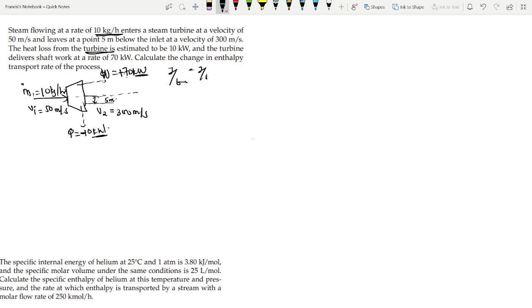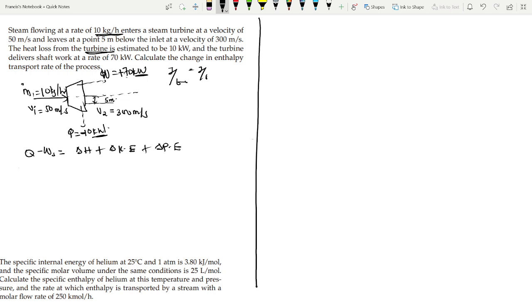Now let's write our first law of thermodynamics for an open system, because we have to do our energy balance. Q minus shaft work is equal to change in enthalpy plus change in kinetic energy plus change in potential energy. The moment they give you velocity, you should know that your kinetic energy isn't negligible, unless, of course, the question states that you should neglect kinetic energy. If not, you have to include it. Sometimes the question will be in this form: neglect the kinetic energy of the outlet stream. That means you still have to include the kinetic energy of the inlet stream, just that the outlet stream's will be 0.